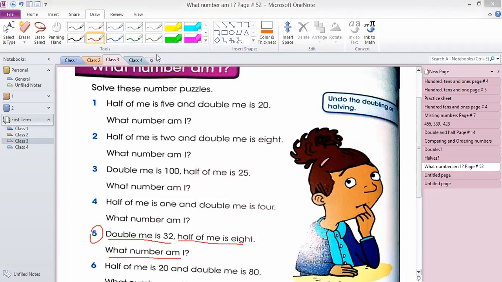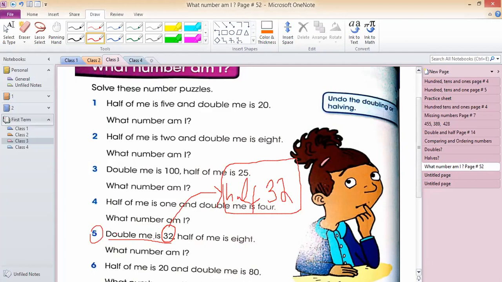I give you the hint, guys, how you have to do it. Use only one hint first. This is the double, so find out the half. Find out the half of 32. The half of 32 will be the answer. Double is given, so find out the half of that. So what is half of 32? That will be your answer. This is the hint. Very good, Sharif.